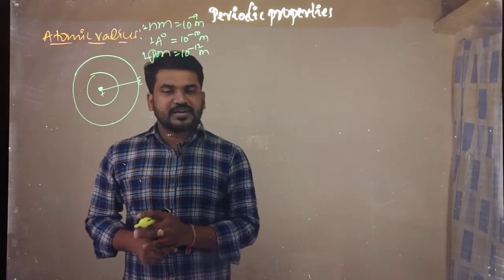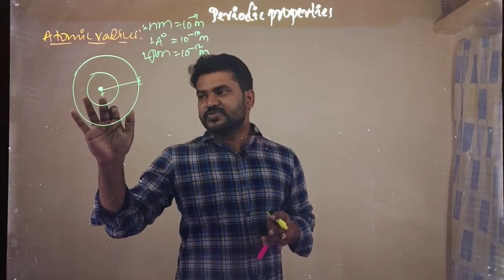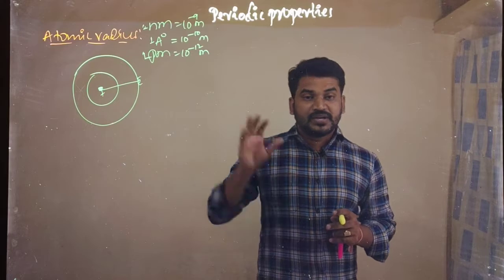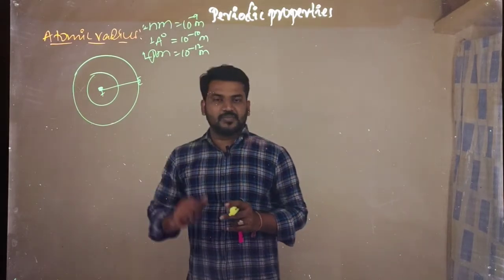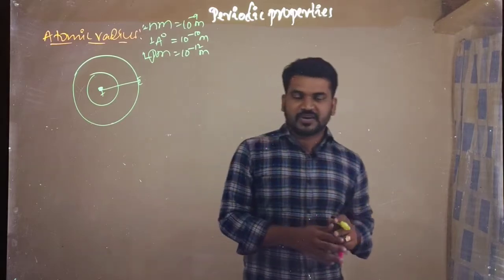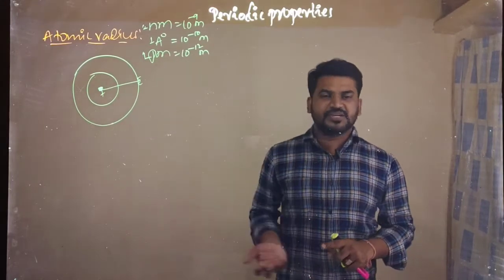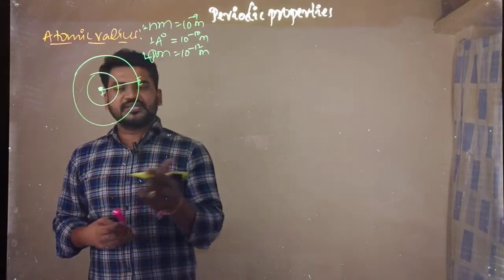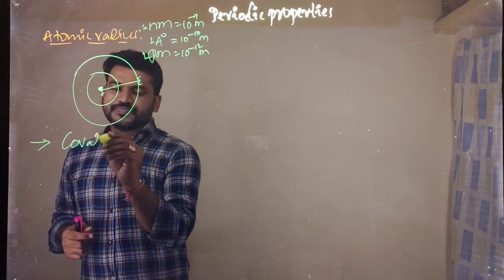So atomic radius means the distance from the nucleus to the valence shell electron. Here the atomic radius is of different types based on the compounds. We have different types of compounds, like covalent compounds, metallic compounds, and different types of substances. Based on that, these radii are of different types. So let us discuss the first one, covalent radius.